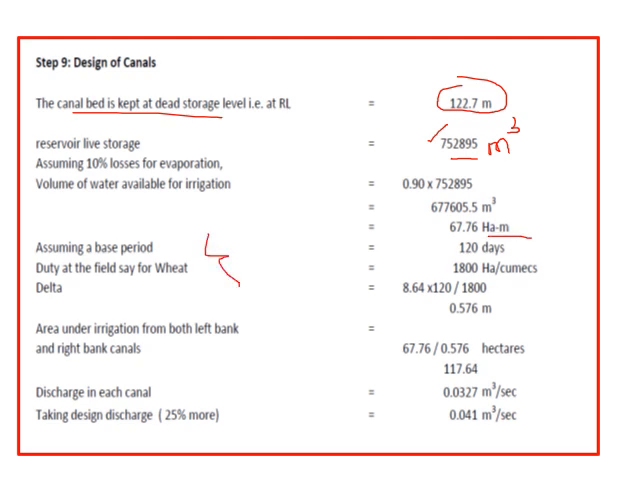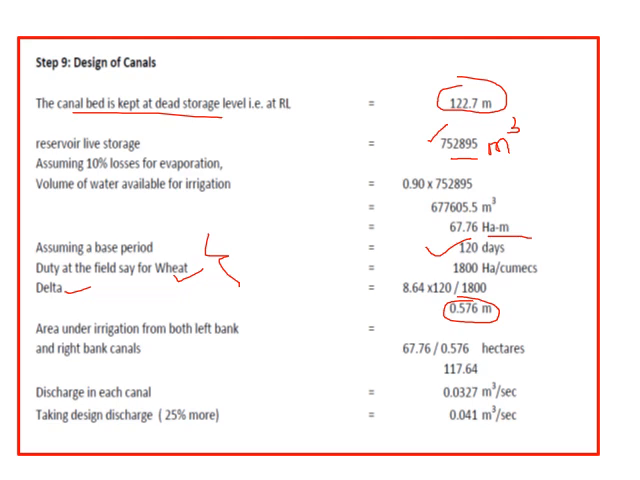So I have taken one crop, but you can have 2 or 3 crops depending upon the command area. One sample calculation has been given, and based on that, you can decide what should be the discharge in the canal. Particularly for wheat, we have a base period of 120 days where the duty is about 1800 hectares per cumec. So you can decide the delta, which is 8.64 B by duty. So 8.64 into 120 days divided by duty comes to about 0.576 meters. Therefore the depth of water that is required is 0.576 meters.